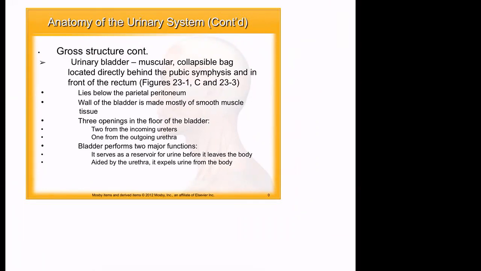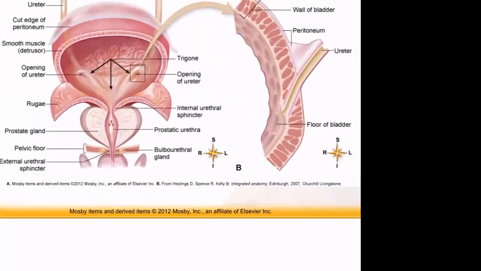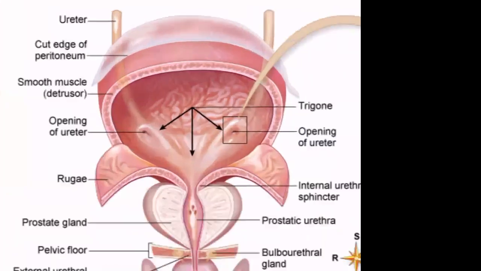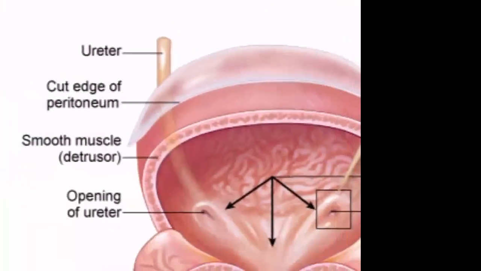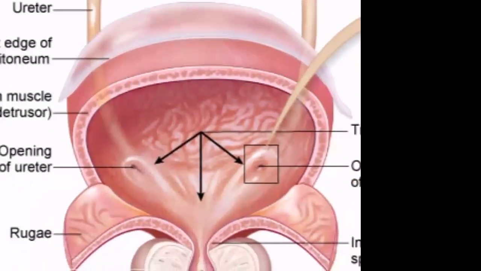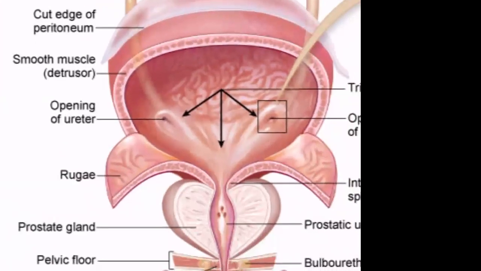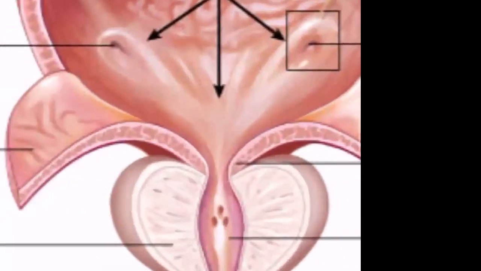The urinary bladder, and this one is a male urinary bladder, has the two ureters entering. As you can see here, we have a right ureter and a left ureter. And you can see where they're entering, the openings of the ureters here and here. And then there is one opening where the bladder neck is, where the urethra is going to start. That's where the urine leaves.